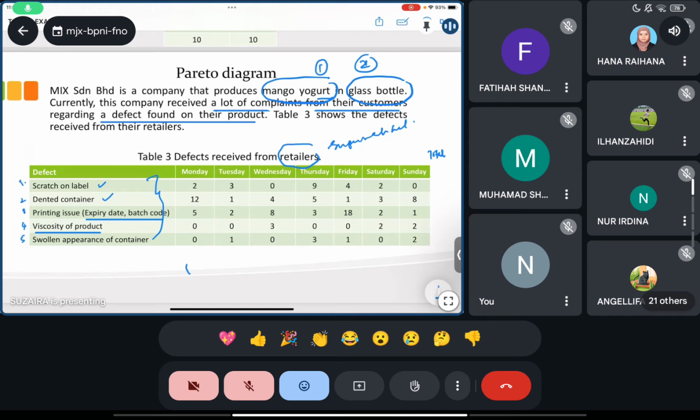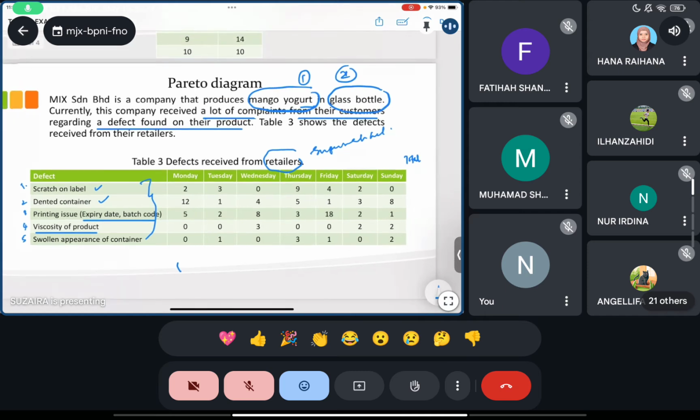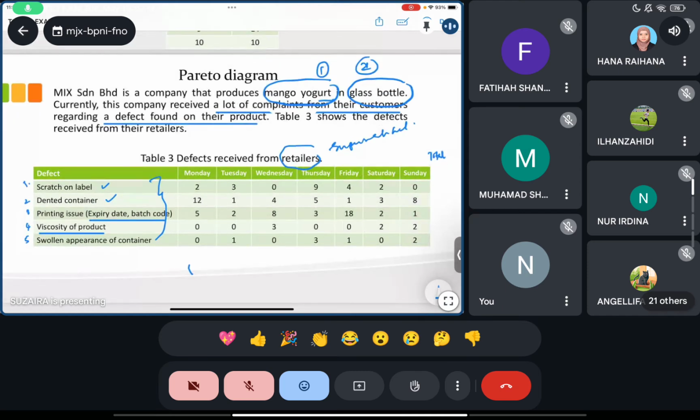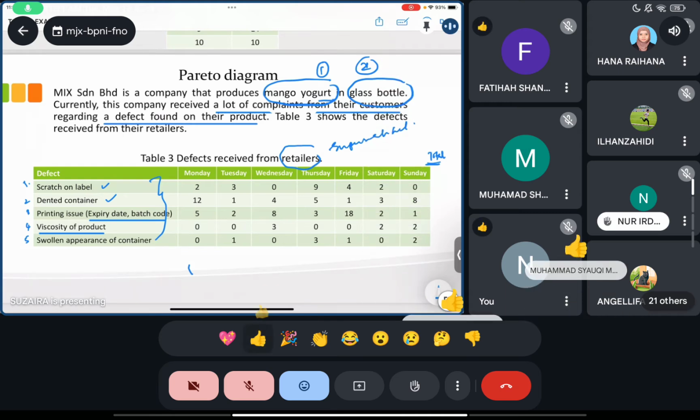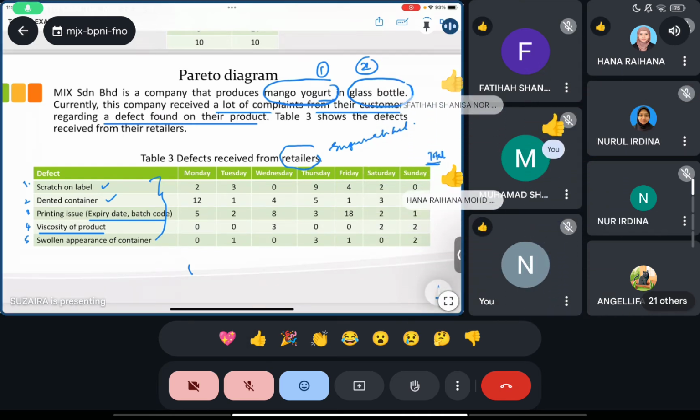Okay, so I think you've tried this one. Dah try kan dekat rumah? Dah try ke belum? Dah. Okay. So probably we can discuss, where's my calculator? We can discuss about the answer sekejap ya, and then later on we'll try to come up with the Pareto diagram. Sekejap.